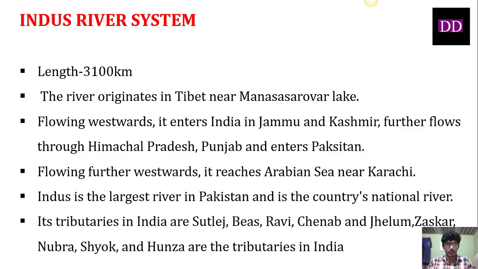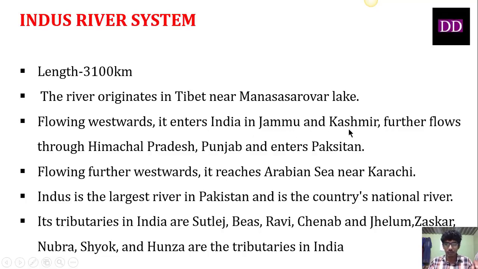In the Himalayan rivers, the first one is the Indus River system. The length of the Indus River is 3100 kilometers. It originates in the Tibet region, near Mansarovar Lake. It flows westwards. First it enters into Jammu and Kashmir, further into Himachal Pradesh, Punjab, and then it enters into Pakistan.